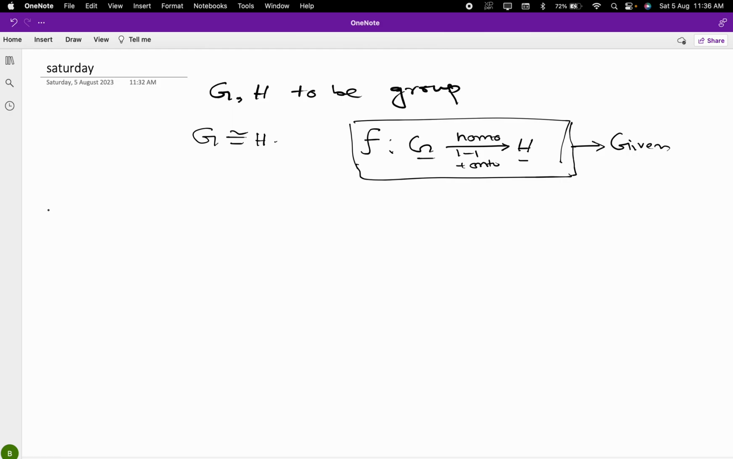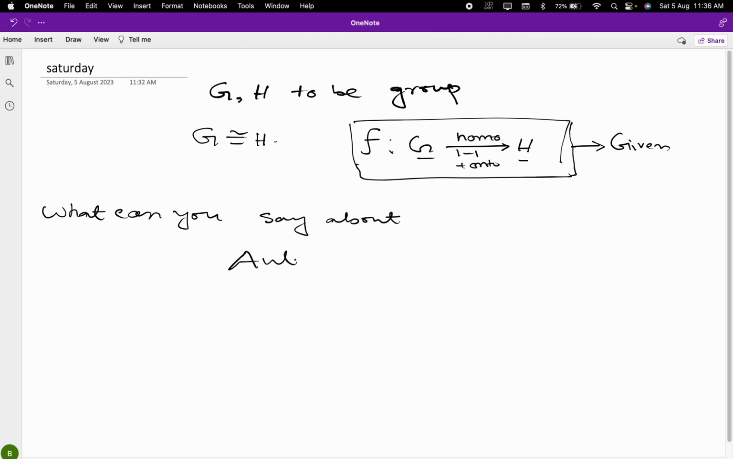What can you say about the automorphism of G and automorphism of H? Are they isomorphic? Think about it first, otherwise I am doing it. So the answer is yes, they are isomorphic, and I will define a map and I will show that these two are isomorphic.